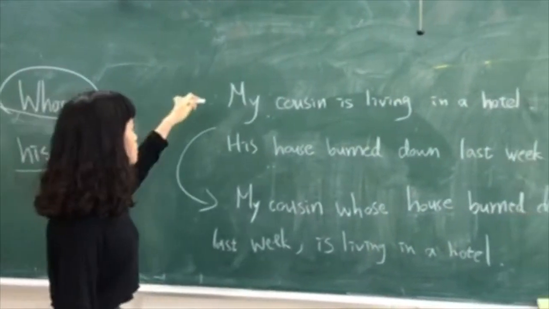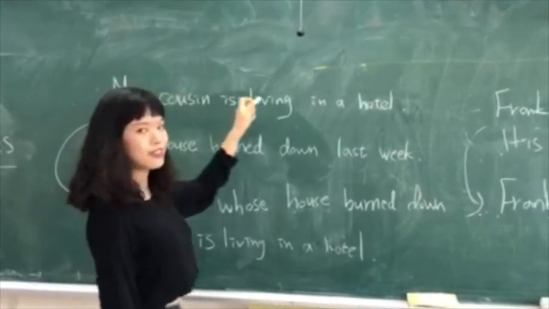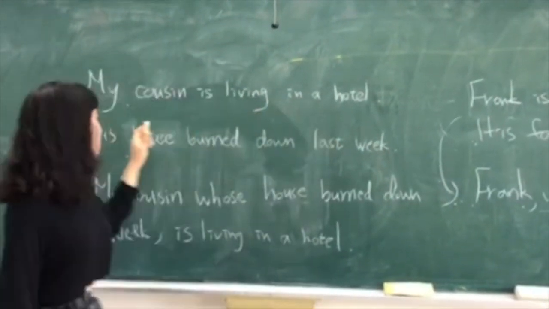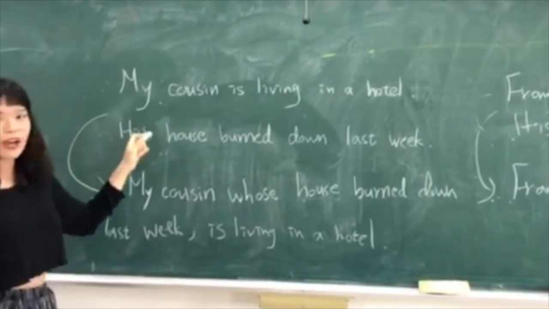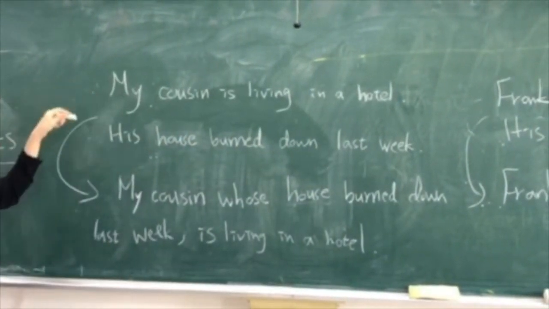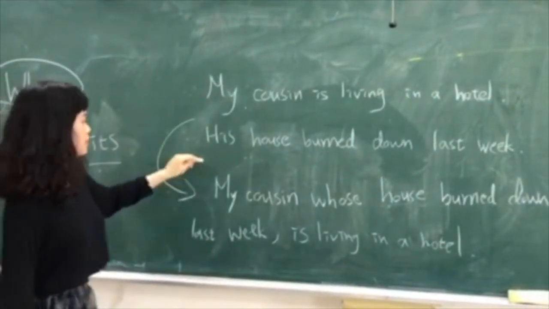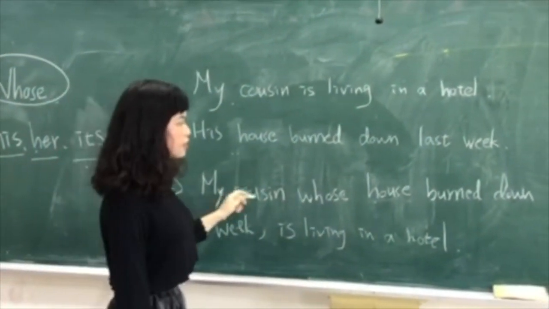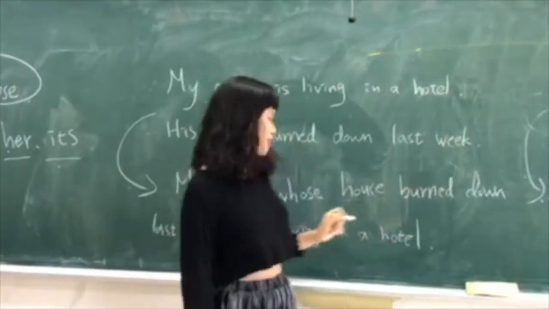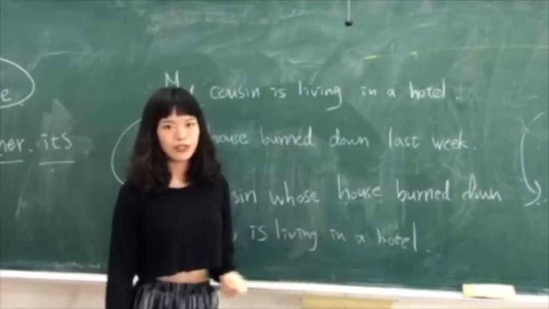So here we have two sentences. My cousin is living in a hotel. Second one, his house burned down last week. So how do we combine these two sentences into one using the word whose? So here's the answer. My cousin, whose house burned down last week, is living in a hotel.